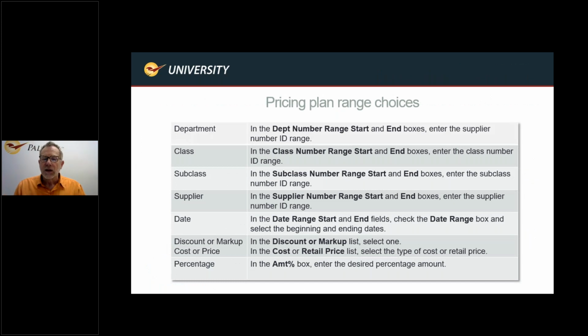Now, if I look at the pricing plan range choices, you've got department range, you've got class, subclass, supplier, a date range, of course, and then you can either do a discount or markup, and then a percentage of that discount or markup. So we're just looking at this in a different format. This is the same information that we viewed on the previous screen.